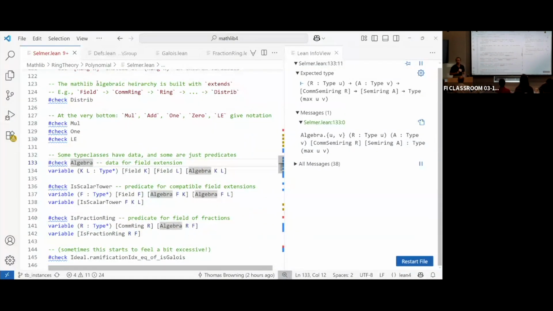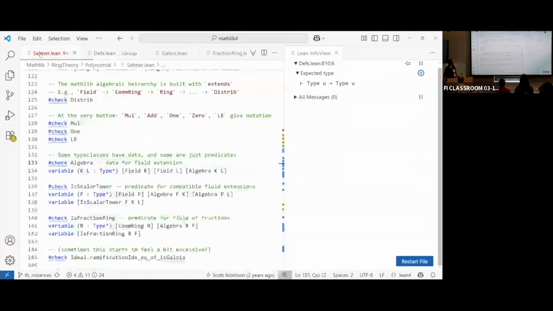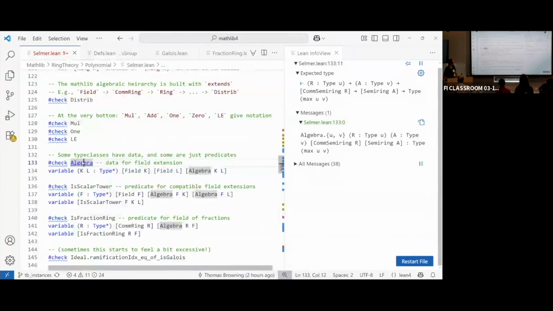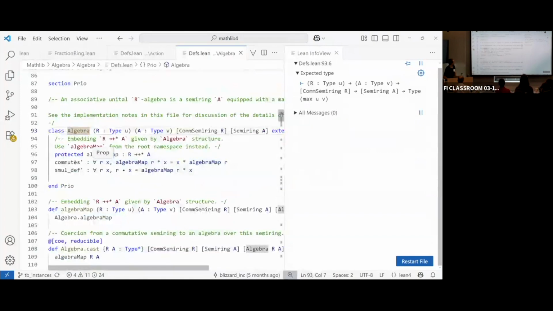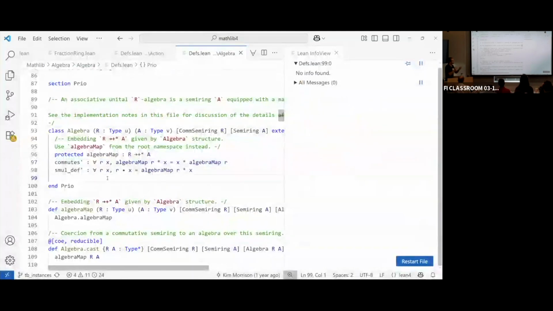So yeah? What is protected? Protected is just something for the name. But protected is a thing for the name where basically algebra map is actually a common name, and you don't want Lean to get confused, or they usually get confused when they write algebra map. So protected just means in order to refer to this algebra map, you actually have to say algebra.algebra map. It's a way of disambiguating. Yeah, avoiding name clashes.